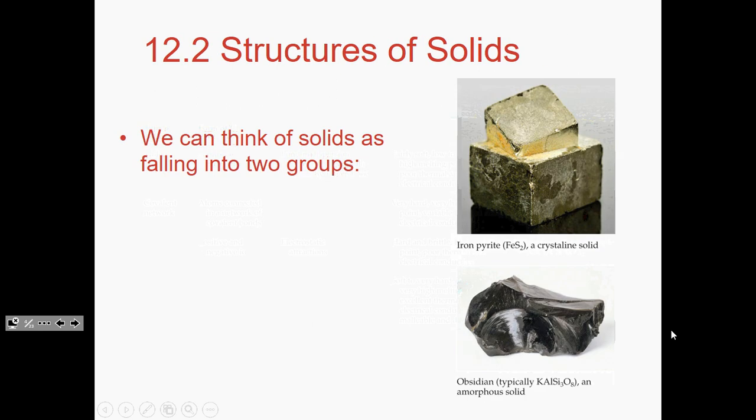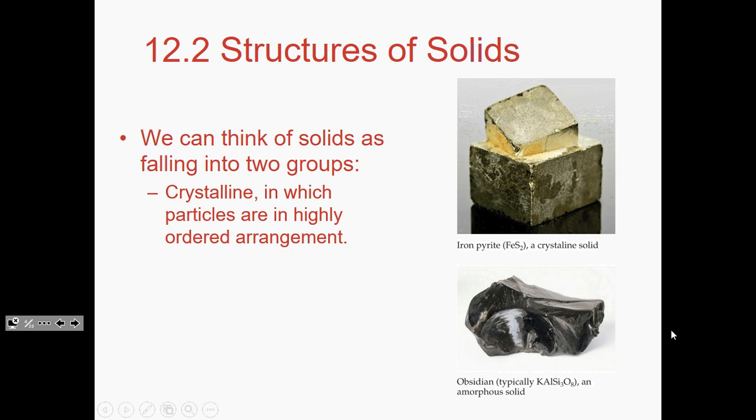Now, when you think of solids, you need to understand that in general, there's two classifications of solids. Most solids fall into the first group, which is crystalline. So the particles are held together in a very highly ordered arrangement, like you see in the iron pyrite here. And in crystalline solids, which, like I said, is what most solids adhere to, they have, because of their crystalline and ordered nature, very definite melting points.